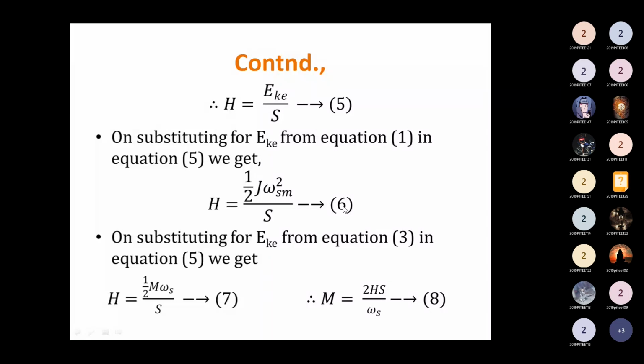Now I am substituting EKE from equation 3 in 5. So H is equal to 1 by 2 M omega s square by S. From the 7th equation, I can easily write what is my M. M, the moment of inertia, is nothing but 2HS by omega s. Correct? So individually, I determined the equation for H as well as M. M equals 2HS by omega s.